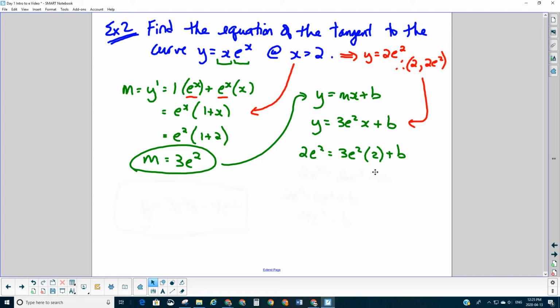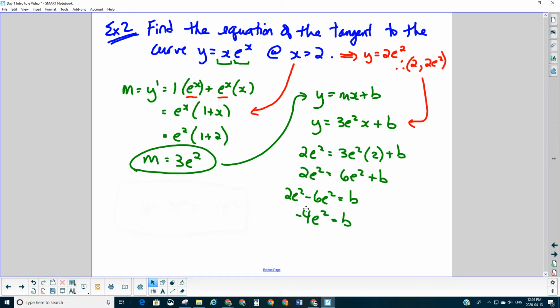Now it's just a matter of doing a little bit of math and rearranging. First, 3 times 2 is 6e squared. I want b by itself, so I have to get rid of the 6e squared. I'm going to subtract 6e squared from both sides. And 2e squared minus 6e squared, like collecting like terms, is negative 4e squared. And we get another value for b. Remember, this is a number. You could punch that into your calculator, and it's roughly negative 29.556. But I'm not going to write down that number. I'm going to leave it as negative 4e squared.